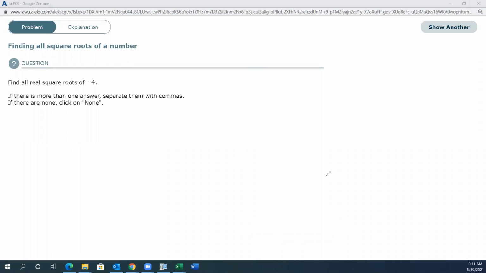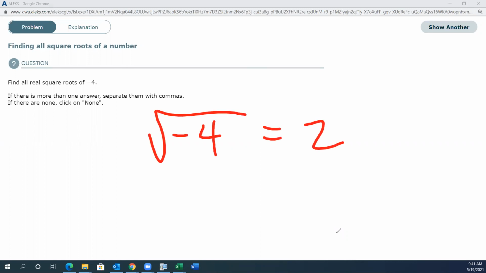So the square root of -4, there is no real number square root of -4, because if you say, well, the answer is 2, well, if you square 2, do you get back to -4? Nope. If you square -2, do you get back to -4? Nope, just like we saw in the calculator. So for this one, the answer would be none. There are no real number solutions.